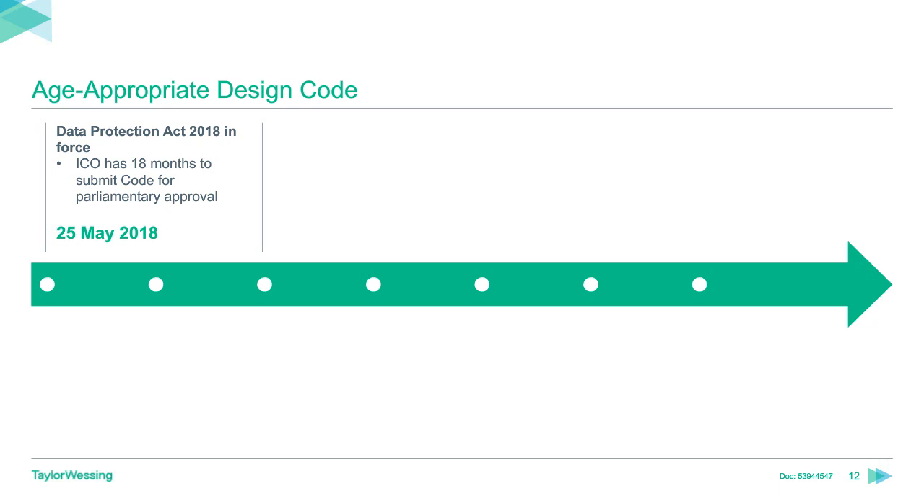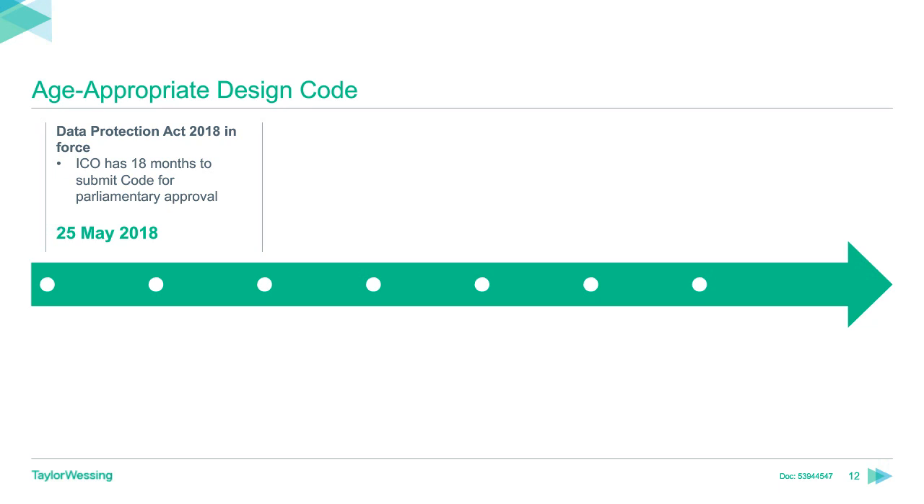We obviously have the draft code. And what the ICO was actually required to do was to prepare a code containing guidance on age-appropriate design standards for relevant information society services likely to be accessed by children. So the ICO had 18 months within which to prepare and submit the code to Parliament, and in doing this it was required to consult with different trade organisations, parents, children, child development experts, and to consider the UK's obligations as a signatory to the UN Convention on the Rights of the Child.